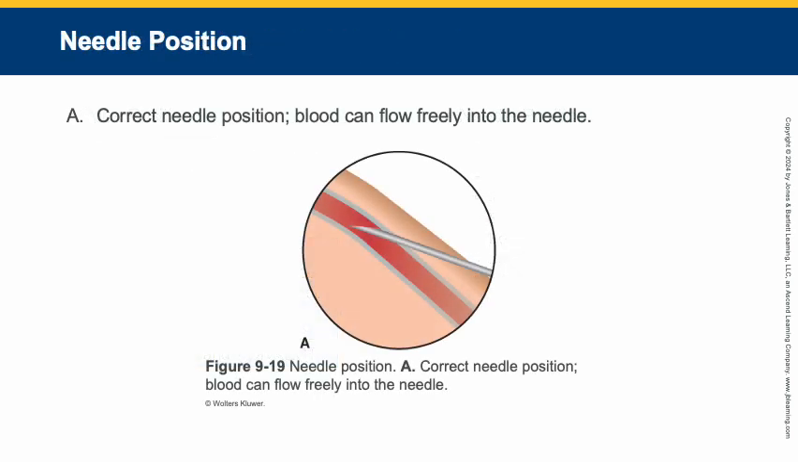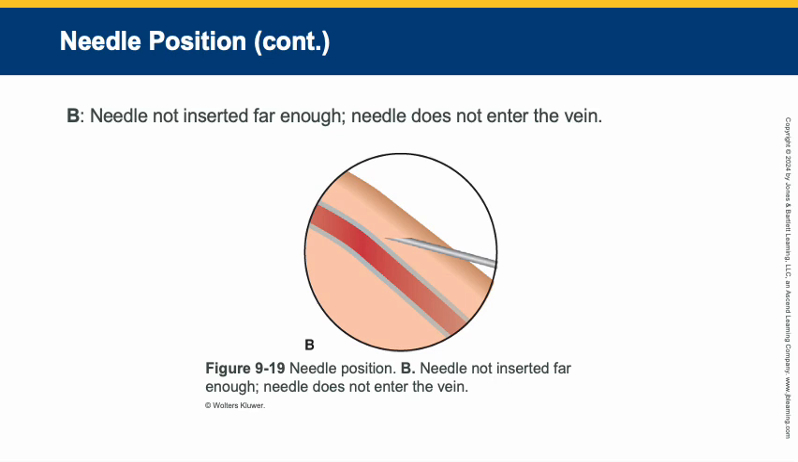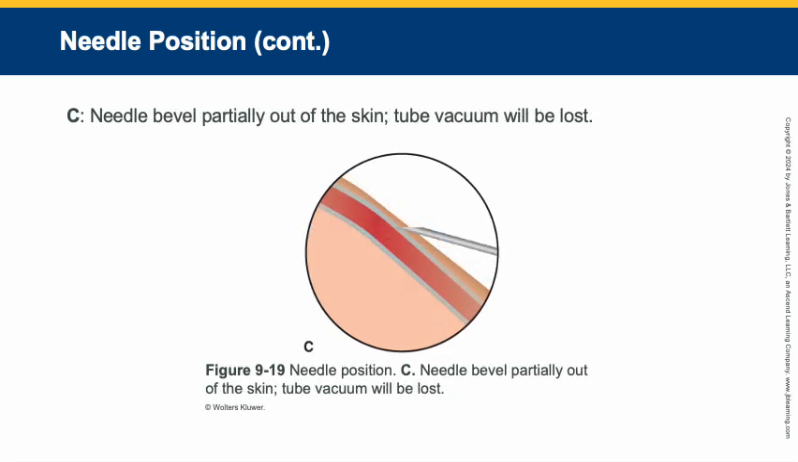This is showing correct needle position where blood can flow freely into the needle. This is right directly in the middle of the lumen of the vein. This is showing a needle not inserted far enough, so the needle never enters the vein, so this is where you get nothing back. This is where the needle bevel is partially out of the skin, so you're going to lose tube vacuum. It's going to be sucking air, basically.